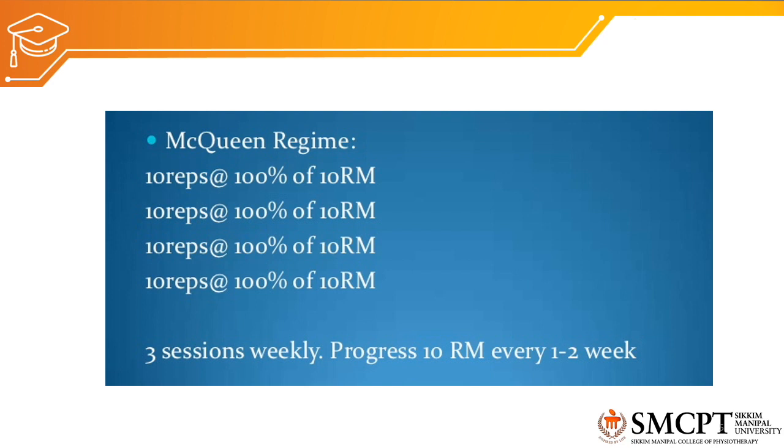And the frequency of exercises per week is 3 sessions, and the 10 repetition maximum can be progressed every 1 to 2 weeks. So these were three important regimes under progressive resistance exercises.